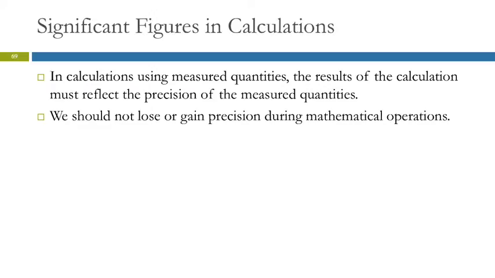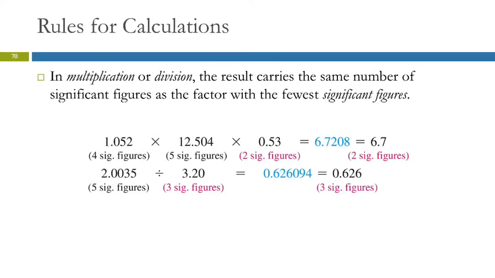And so we have to have some rules so that we can keep track of significant figures and we don't gain or lose precision just by doing math. So that's the reason for these rules. So we'll start with the one that's easier for students. Multiplication and division are mathematical functions that are essentially the opposite of each other. And so they share the same rule. When you're multiplying or dividing, the answer you come up with has the same number of sig figs as the factor with the fewest. So the example here, we've got 1.052 times 12.504 times 0.53 equals, this is what your calculator may show you. I would encourage you to write that down.